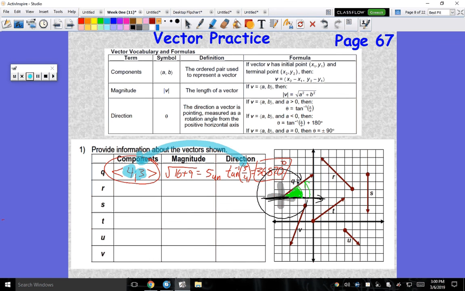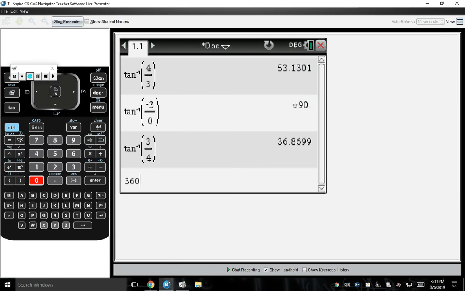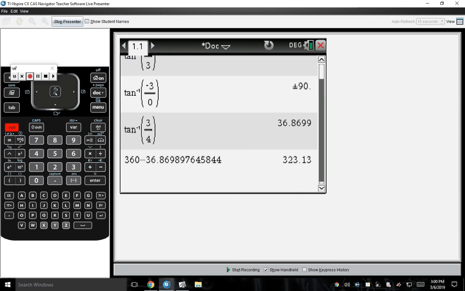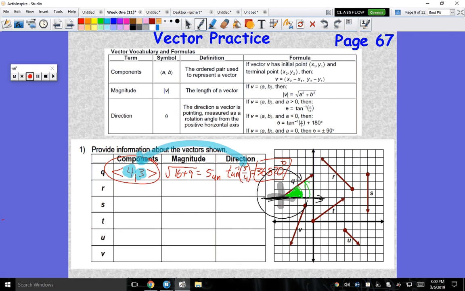Now another way that you could have done 36.870 is, what if we went this way? I would just subtract that from 360. So subtracting that from 360, this is where people are going to be different. I'll get a negative 323.130. You with me? So it could have been this or negative 323.130 degrees. Either one will work with what we're going to do with these. Are we good? Okay.